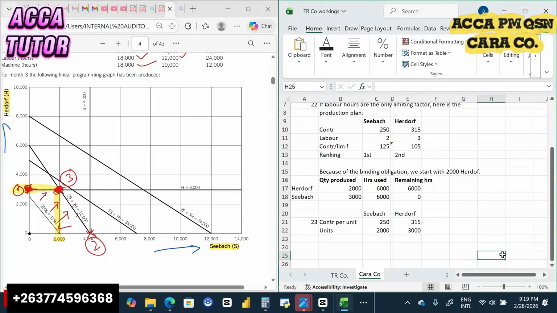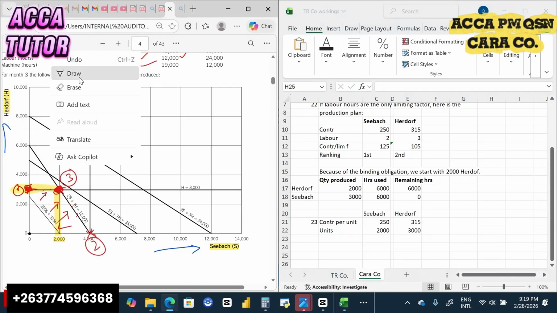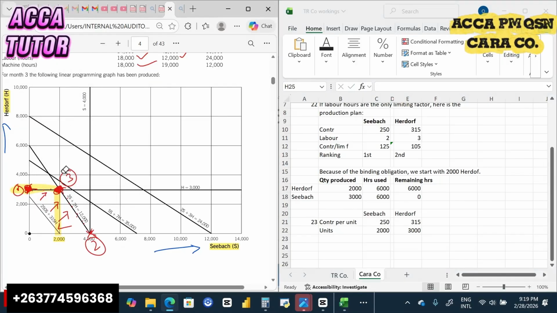The intersection here. Let me undo the annotation. What I did, first of all, I identified the feasible region. The feasible region is the region where we can get the highest possible contribution.